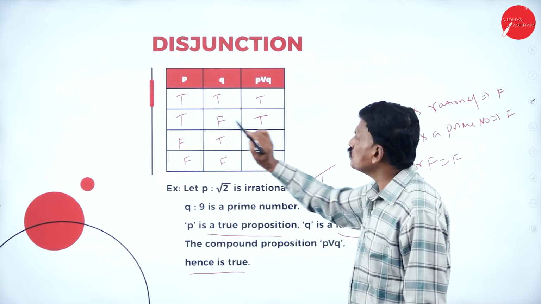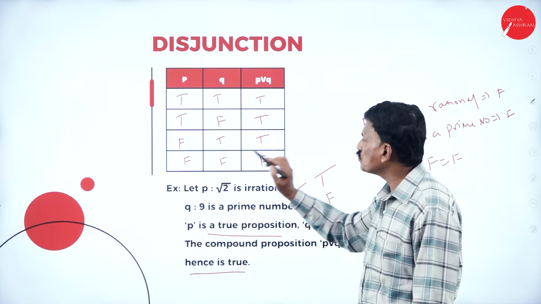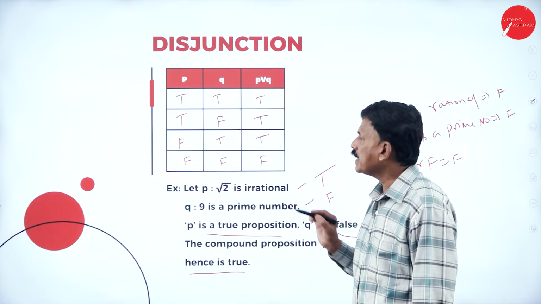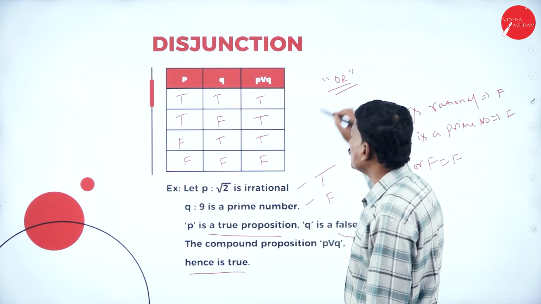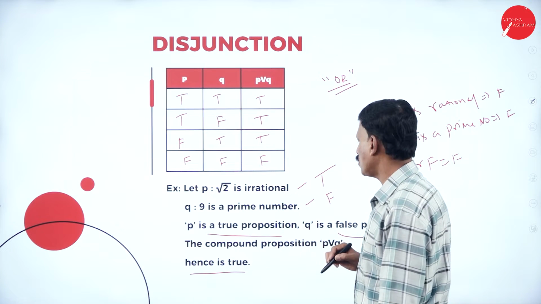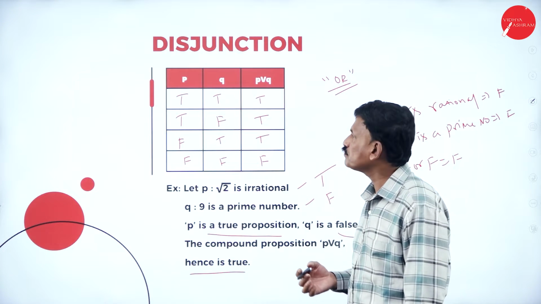So true and true is true, true and false is true, false and true is true, false and false is false. And this is connected using the connective called OR. First conjunction is AND, disjunction is OR. Now let us come to the next one.